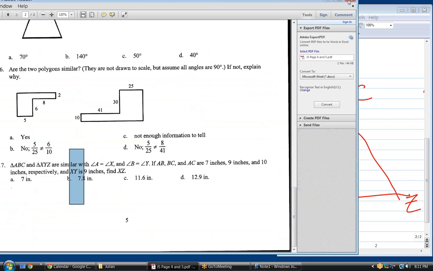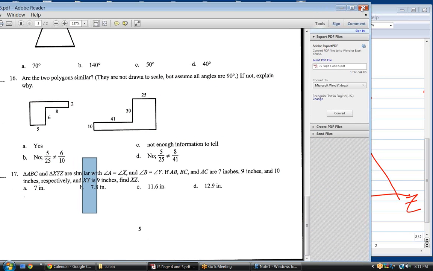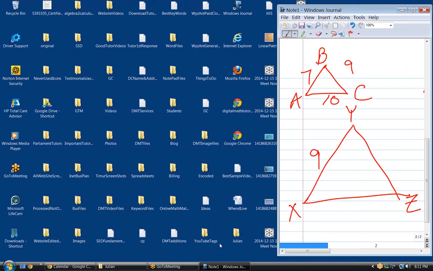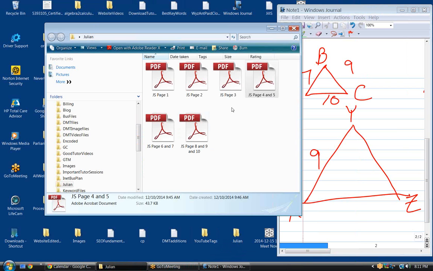Next page. This is 4, 5. I gotta go to 6, 7.